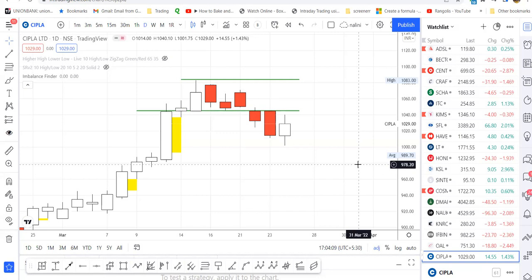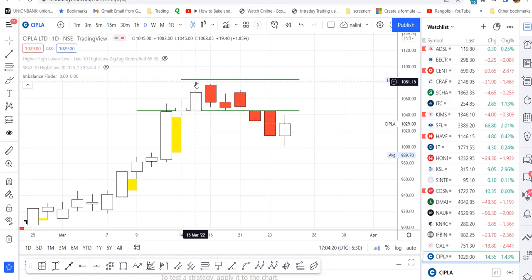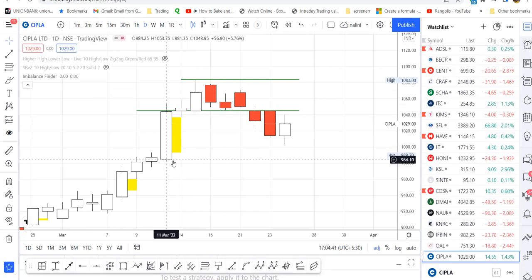I was interested in Cipla because it made a high of 1047 and it broke the structure and made a high of 1081. Since it has made a higher high, I wanted a pullback to see where I can take the trade. So this is the imbalance area.